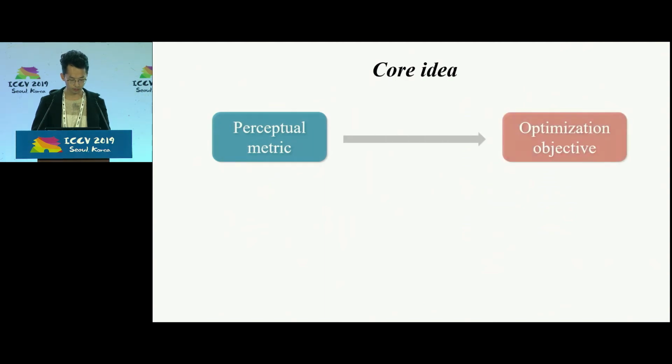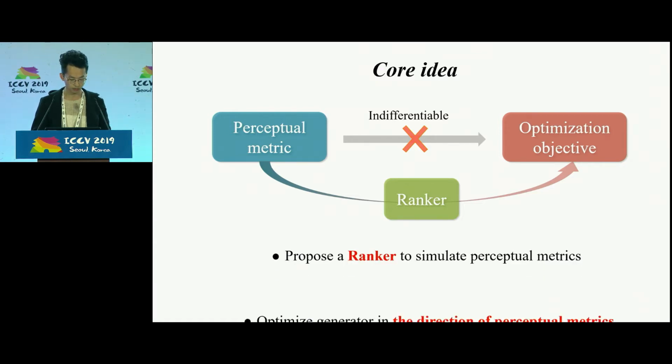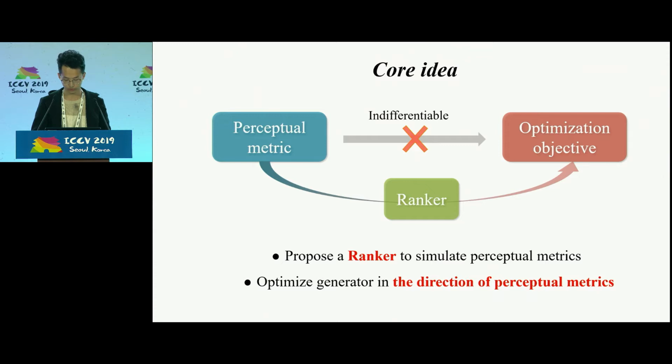However, most perceptual metrics are not differentiable, since they include handcrafted feature extraction or statistical regression operations, so they cannot directly serve as the optimization objective. To address the problem, we propose a ranker to simulate the behavior of a perceptual metric. Then we can optimize the generator in the direction of perceptual quality.